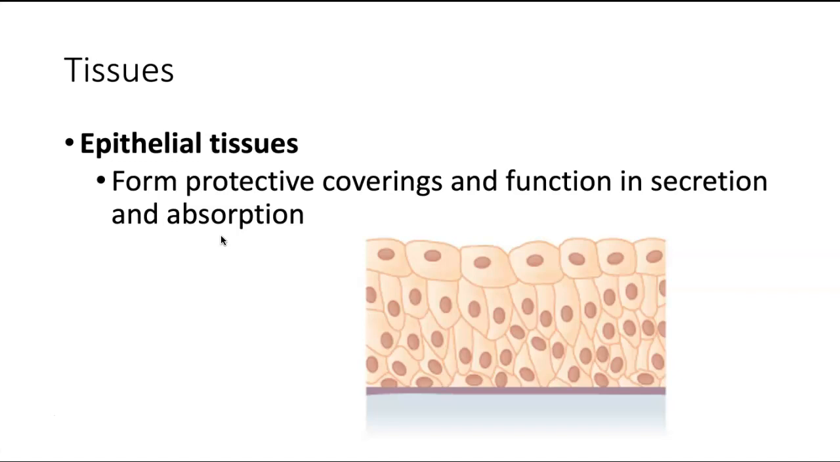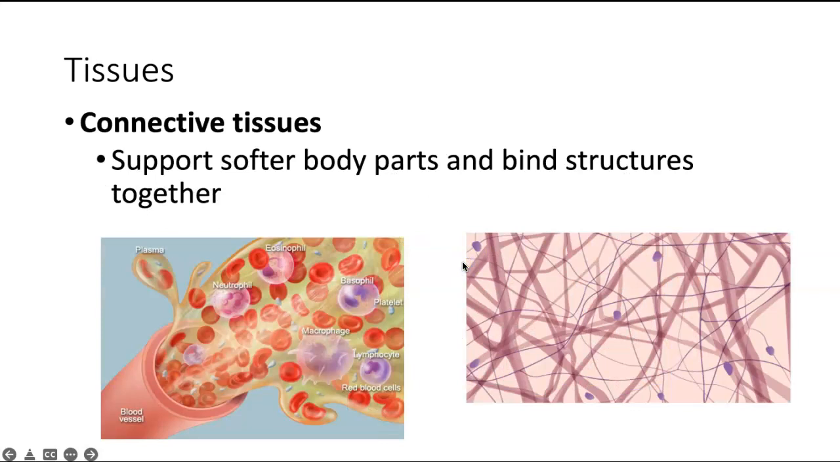Glucose maybe going to your brain because you need a lot of energy for your brain power. So that's what these guys do. Epithelial, the lining tissue. Epi means on top of, so the lining tissue. Connective tissue.